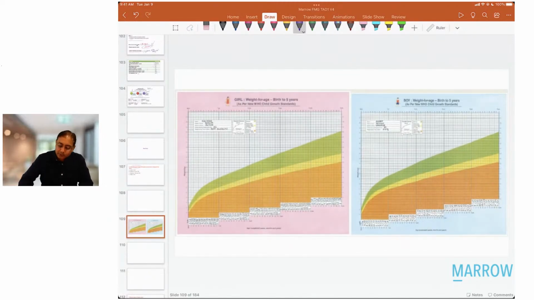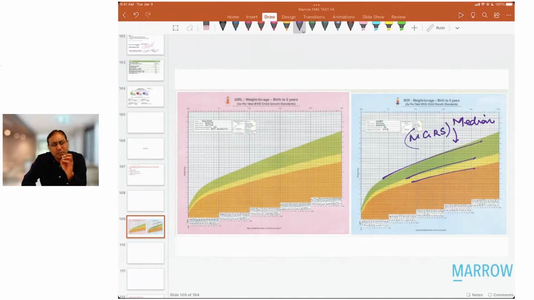There are 3 curves: the first, the second, and the third. The first reference line relates to the median of the MGR standards. I have told this multiple times in class also. This can be asked, it's a 5-star MCQ topic. Growth charts: what is the first reference line? That is the median. Please remember, the first reference line is the median.